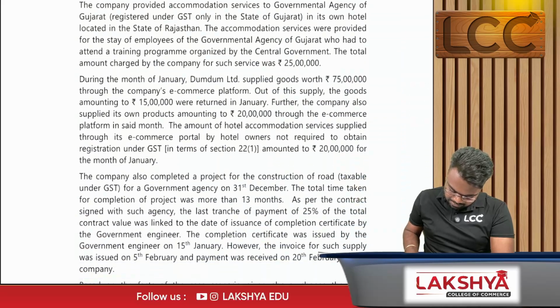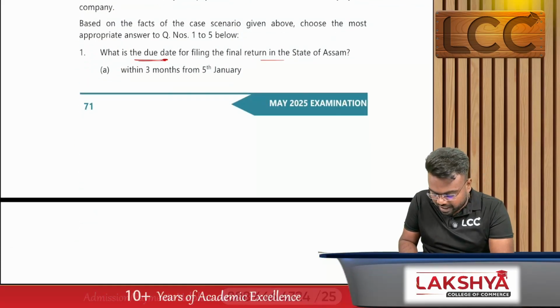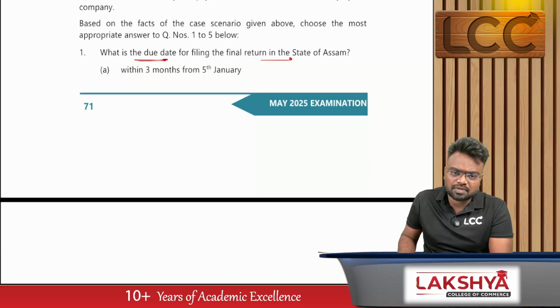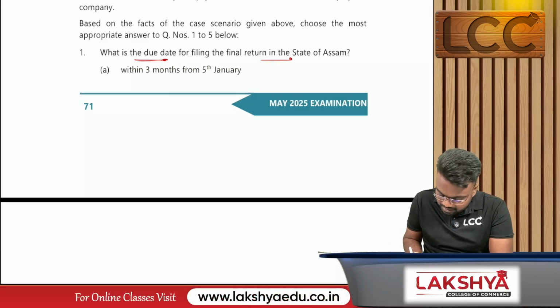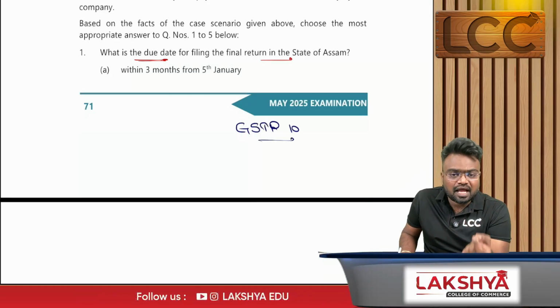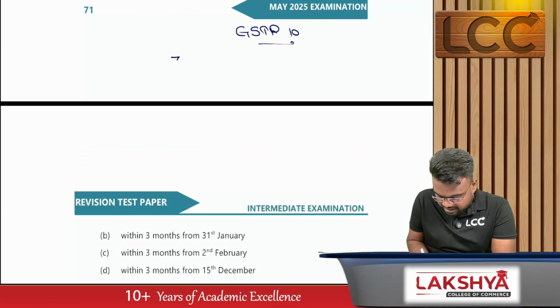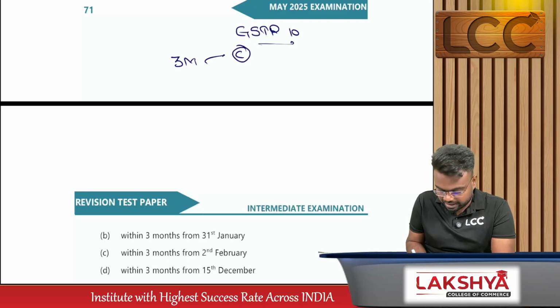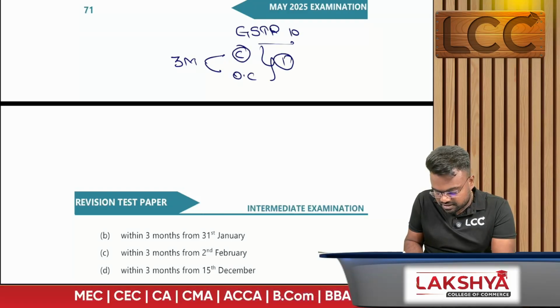So first MCQ, what is the due date for filing the final return in the state of Assam? So first tell me, what is the applicable GST return? That is GSTR 10. Okay now, so that is a final return. And what is the due date? So the due date for GSTR 10 is 3 months from the date of cancellation or 3 months from the date of order for cancellation, whichever is later.